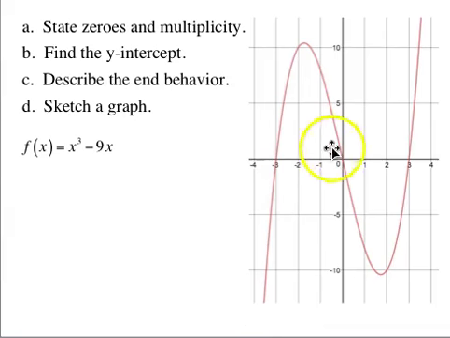So if I want to sketch a graph, (0, 0) is my y-intercept. Notice multiplicity 1 here, negative 3 multiplicity 1, 3 multiplicity 1. Piercing. Nothing is bouncing. Down to the left, up to the right. Down to the left, piercing through, up to the right. And that gives us a graph of that function.